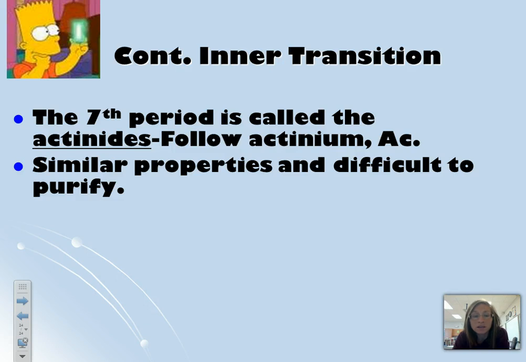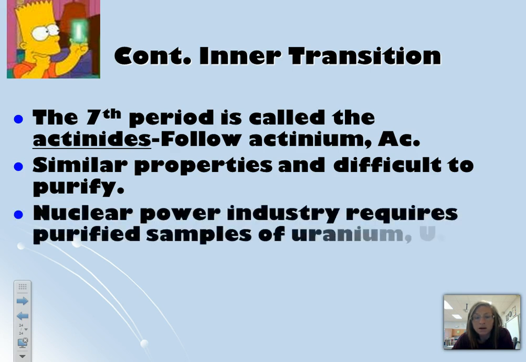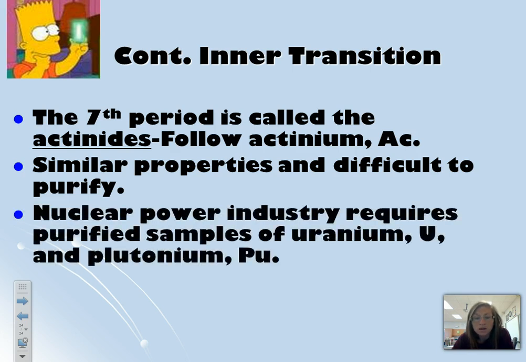And then finally, your seventh period is called the Actinides. They follow actinium, and they also have similar properties and are difficult to purify. They are helpful in the nuclear power industry, which requires purified samples of uranium and plutonium. Now the problem is, as I already told you, that they are difficult to purify. So that's where the nuclear power industry needs a lot of resources in order to produce the energy that is very useful in our society today.